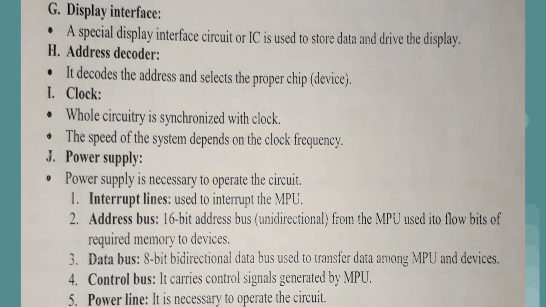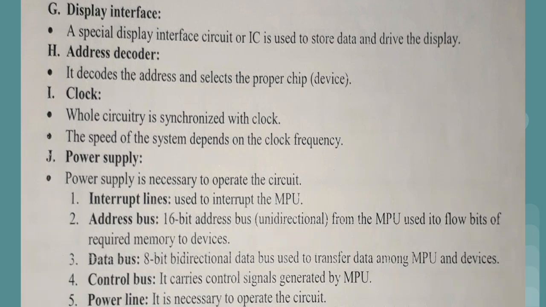Then the next component is the clock. Clock is very important, because whenever we want to perform anything in a synchronized manner, the clock is needed. The execution speed of the system totally depends upon the clock frequency. So these are the two points under clock. Then the next component is power supply. Inside the power supply, we have interrupt lines, which are used to give the interrupt to the microprocessor unit.